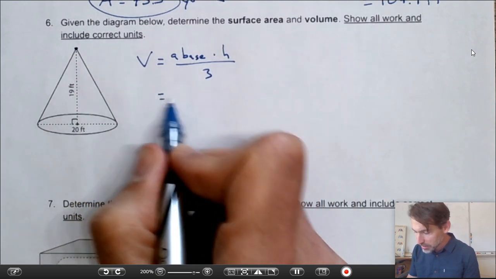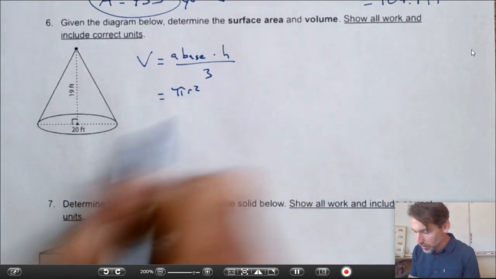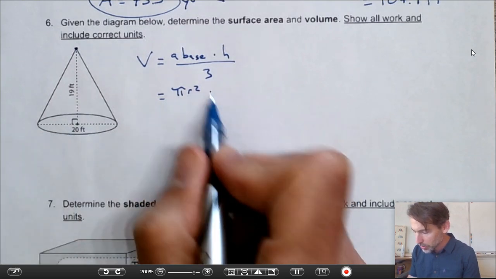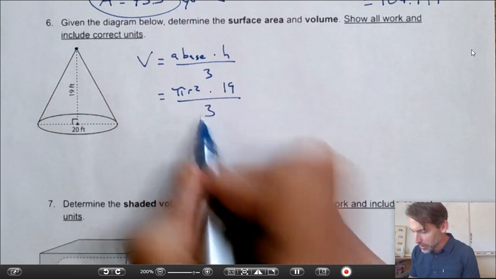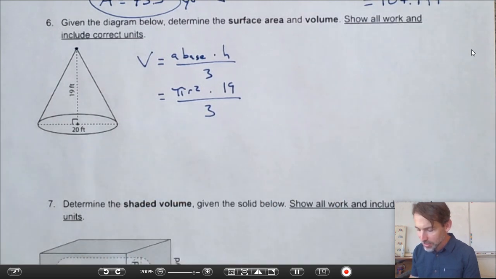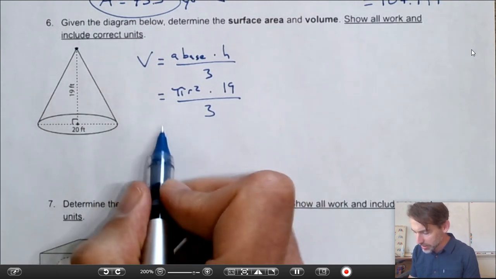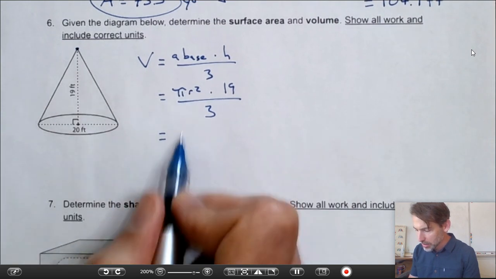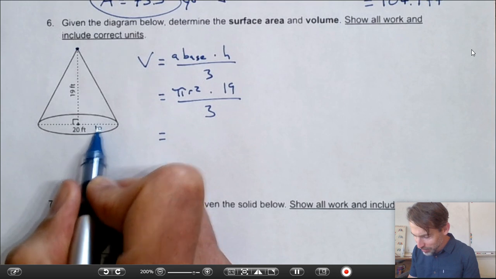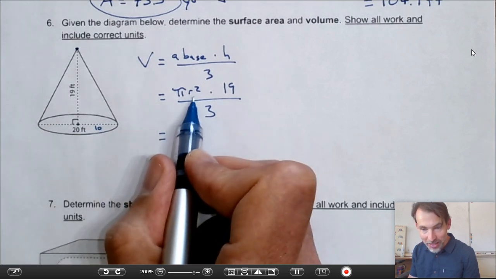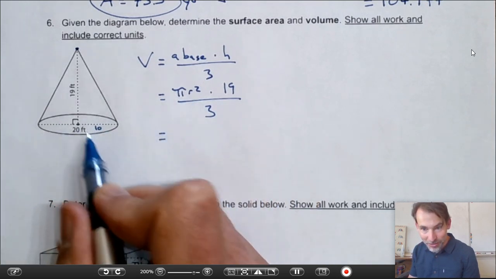Area of the base is equal to pi r squared for the circle on the bottom multiplied by, well, let's substitute in, the height is 19, and then we're going to divide by 3. Okay, they didn't give us anything that was going to cancel. That's not nice of them. Okay, so this is put into 10 for the radius. The radius is 10, so don't make that mistake. It's 20 divided by 2.